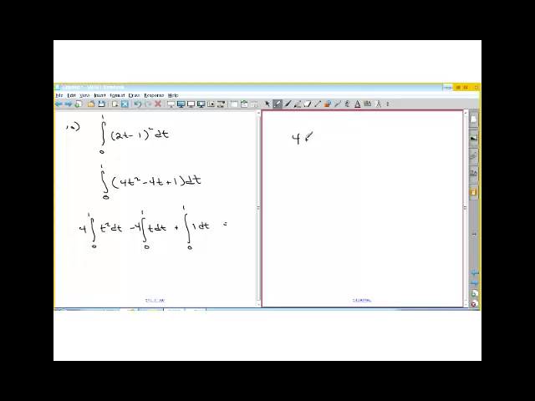So the integral of t squared is t cubed over 3. So you add 1 to the exponent, divide by the new exponent. The second one, you'll get 4 times t squared, because you add 1 to 1, you get 2, divided by the new exponent, plus the integral of 1 is t. Okay, so that's it.